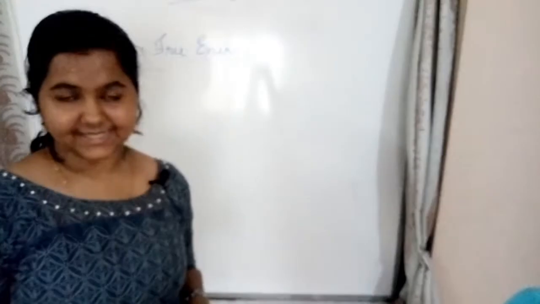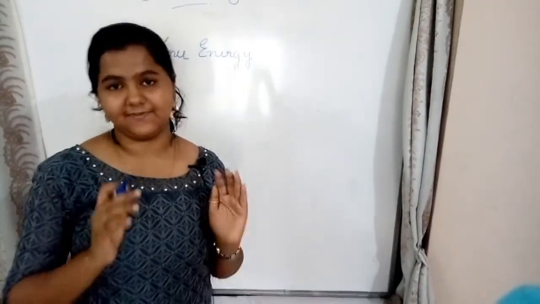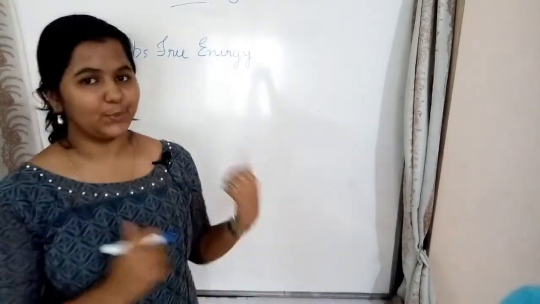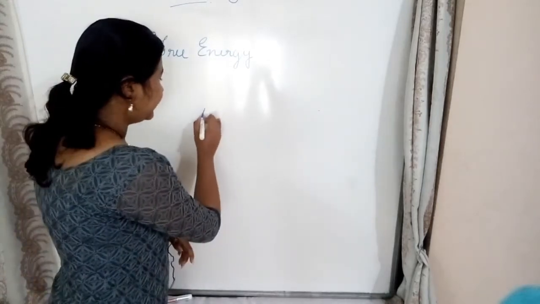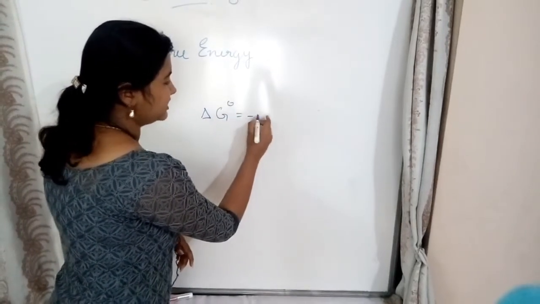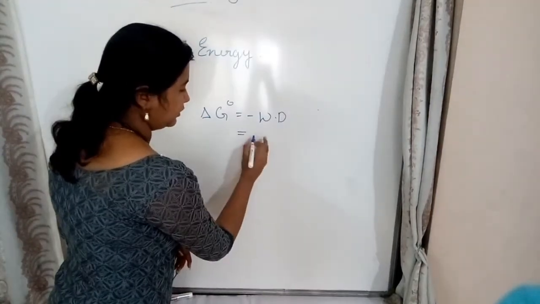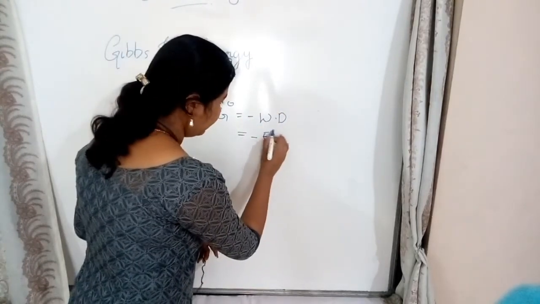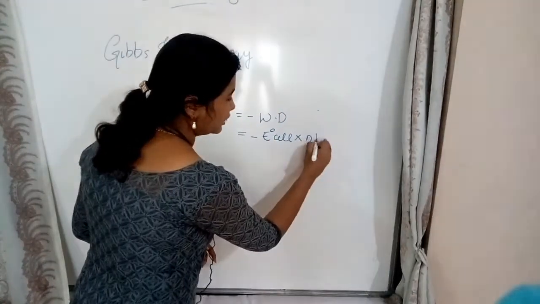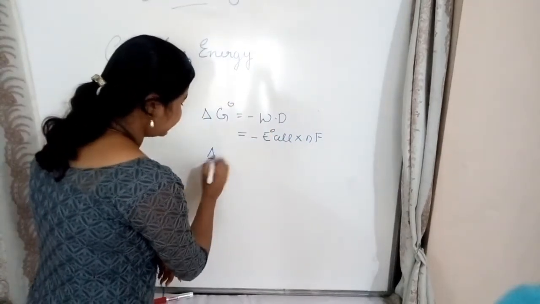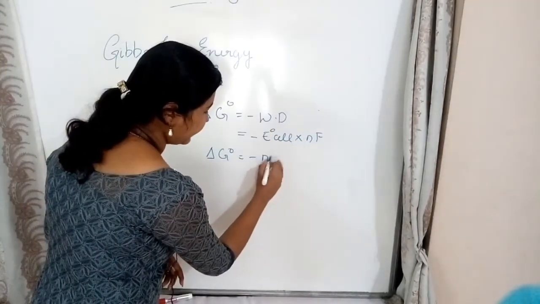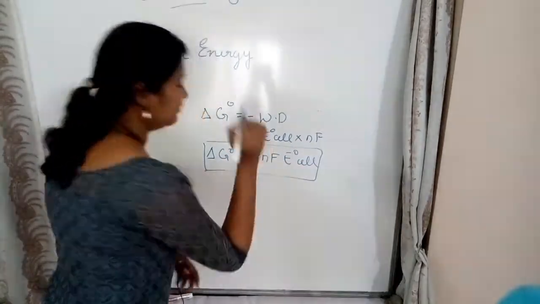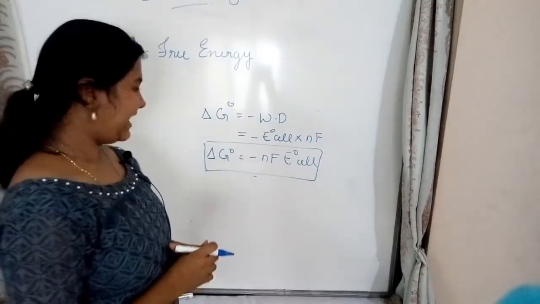So the equation is, we said that Gibbs free energy is the work done, and work done is EMF times the total charge passing through it. So we'll write the equation. Delta G0 is equal to minus work done, that is minus EMF times n times F. We'll write it as delta G0 is equal to minus nF E0 cell. This is the equation for Gibbs free energy.